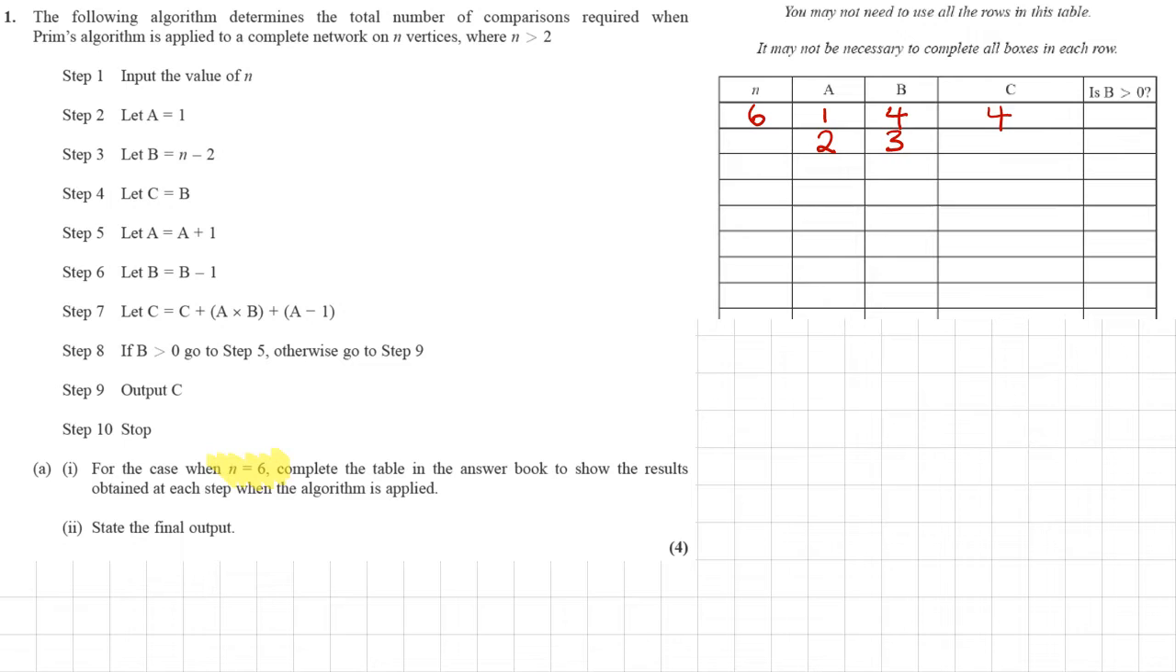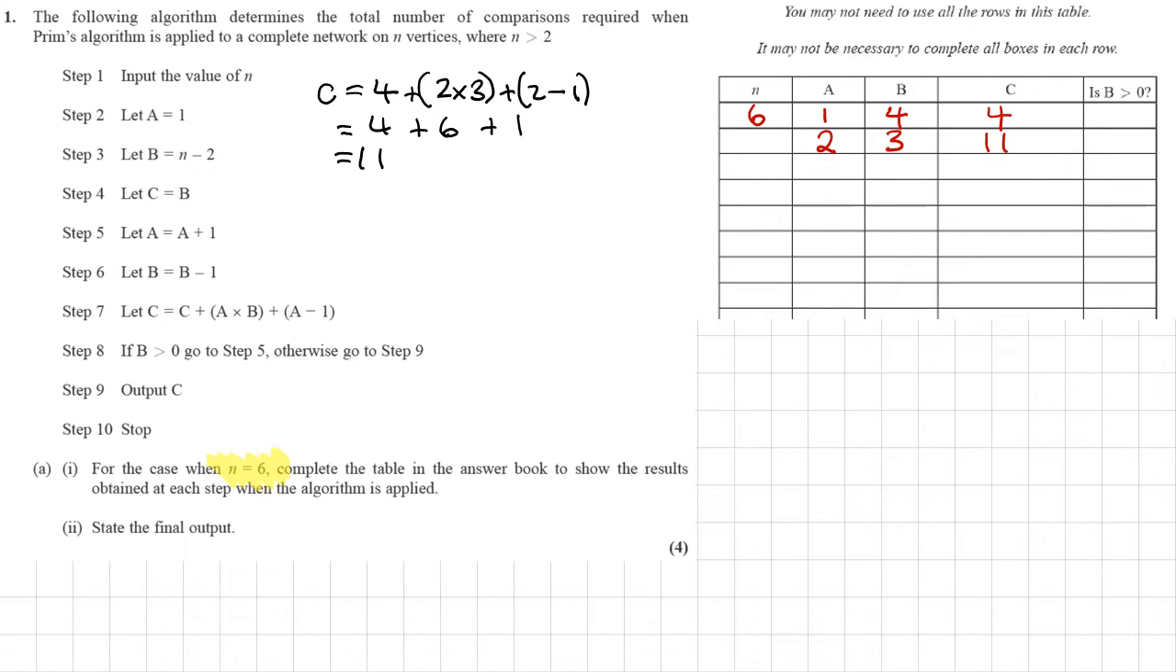Now when we get to step number 7, we've got a calculation that we need to do. And it says let c equal c plus a times b plus a minus b. Okay, so let's write that calculation out. So c is going to equal what c currently is, which is 4, plus a times b, that's 2 times 3, plus a, which is 2, minus 1. That gives us 4 plus 6 plus 1. So c is going to be 11. So we'll put the 11 in the table.